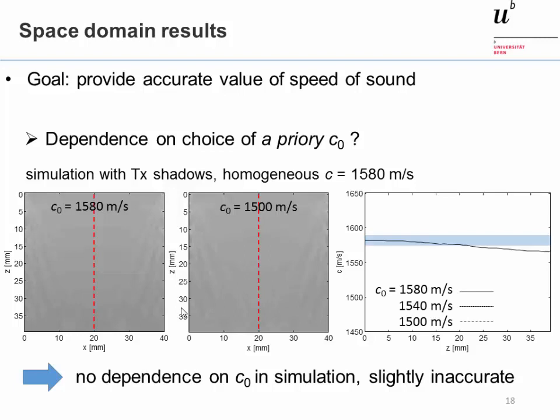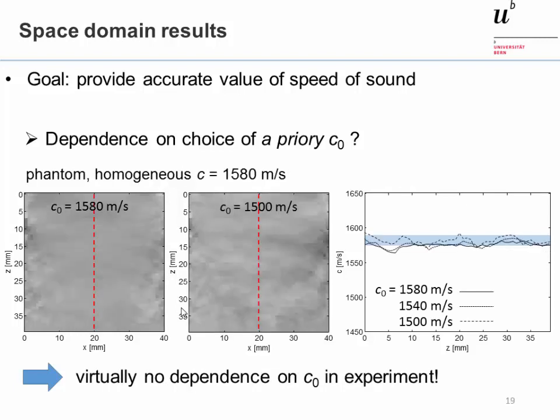So now we make a test of this algorithm, first in simulations. We can show that the reconstructed speed of sound does not depend on the choice of the initial guess C0, even though the depth profile is slightly inaccurate. Same in phantom studies, we see that independent of the choice of C0, we obtain the same depth profile within the noise.